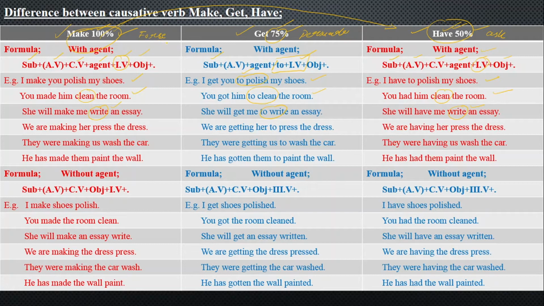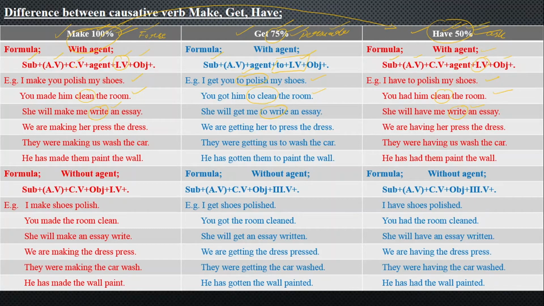This is to be clear to you people that causative verb make is used for 100%, get is used for 75%, and have is used for 50%. That is difference number one. And causative verb make is used to force, when we force someone to do a work. Causative verb get is used when we persuade someone to do a work, and causative verb have is used when we ask someone to do a work.